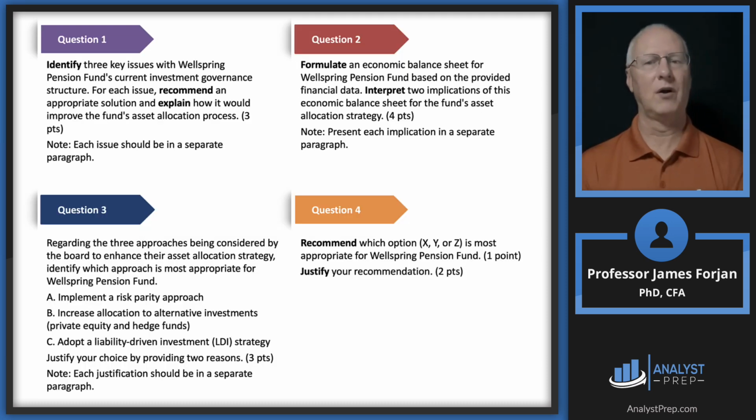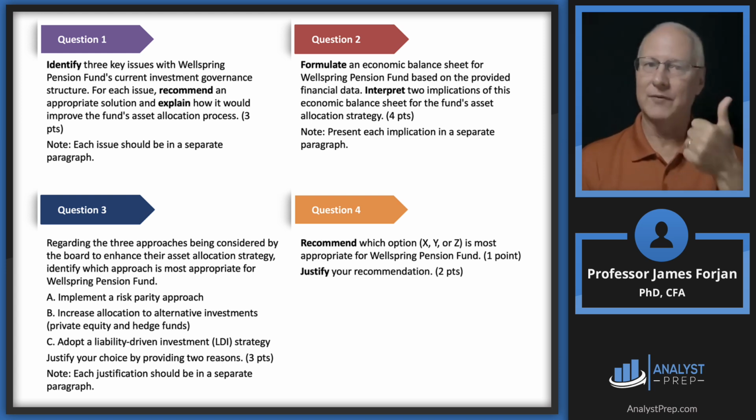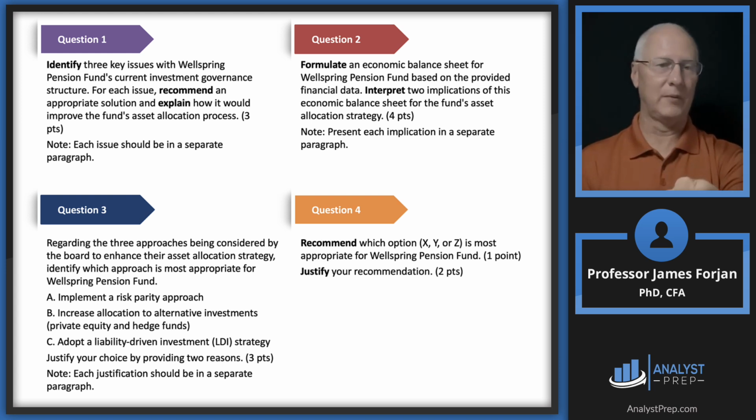All right, so here are the questions. So let's identify 3 key issues of that investment governance structure, and then, and this is important here, for each issue, we need to recommend, we need to explain how it would improve the fund's asset allocation process. So we have to identify. So look at this. This is why we say 3 points. You got to do all 3. You got to identify, you recommend, and explain. Make sure you do all 3 of those.